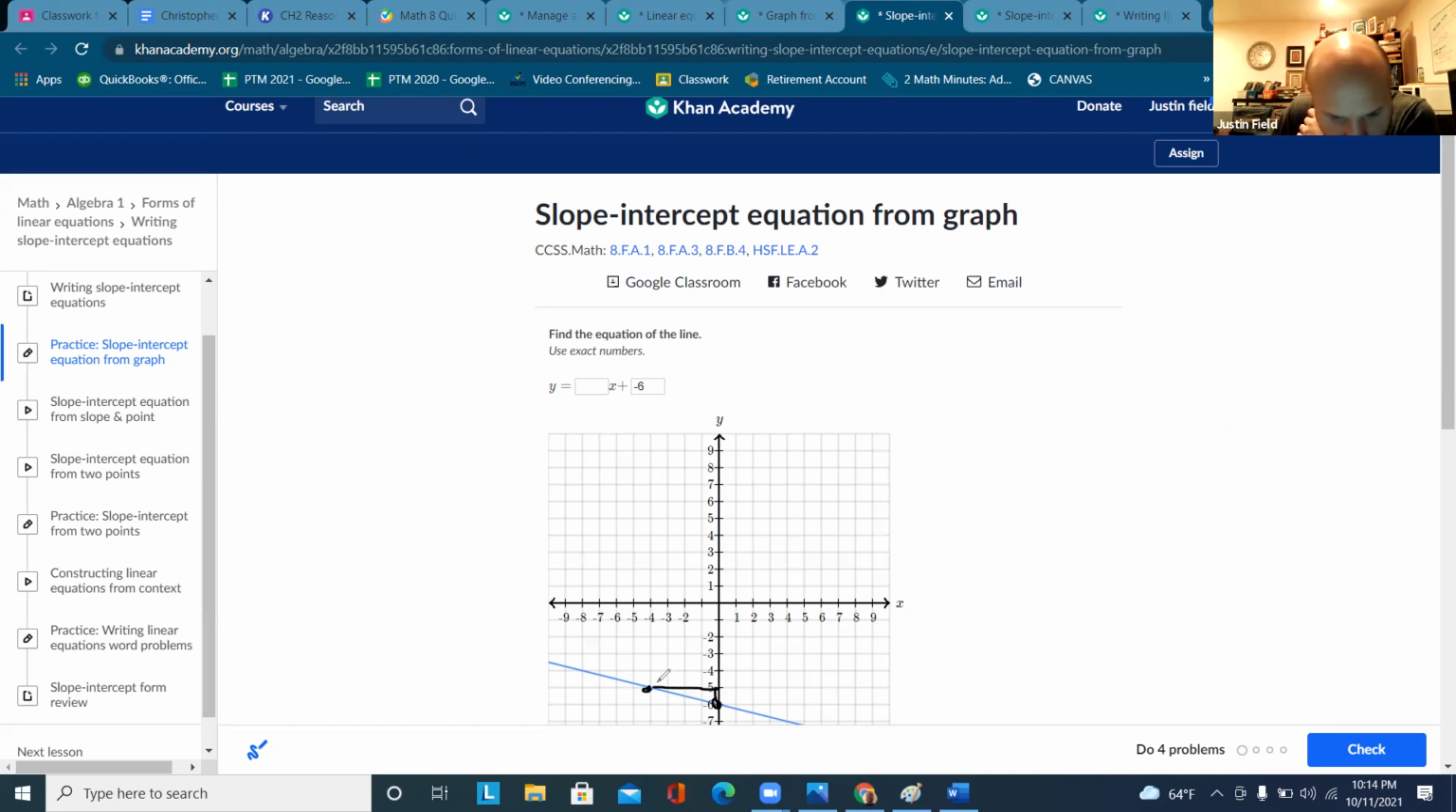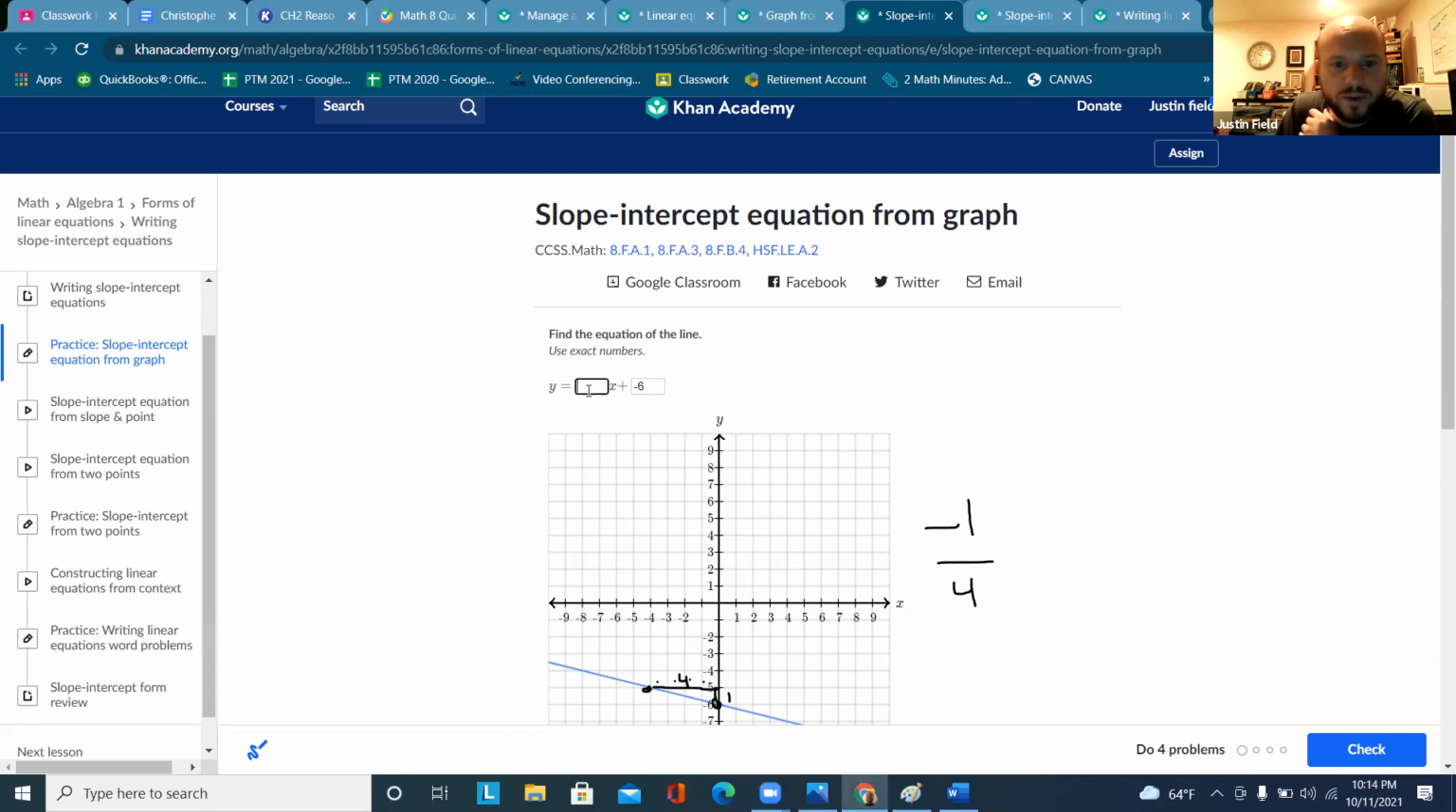My run from left to right is 1, 2, 3, 4. And my rise is 1, but it's actually a fall because the line is going down. So it's a fall of 1, -1, and then 4. So that slope is -1/4.